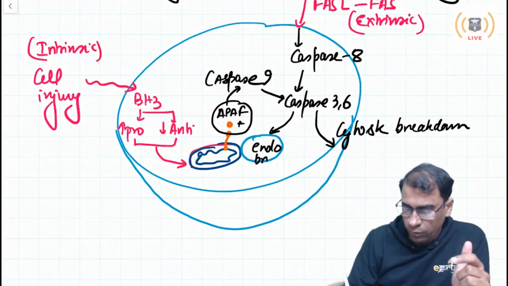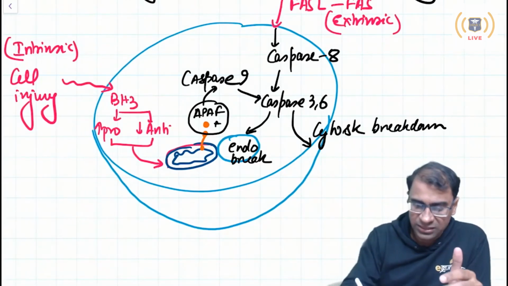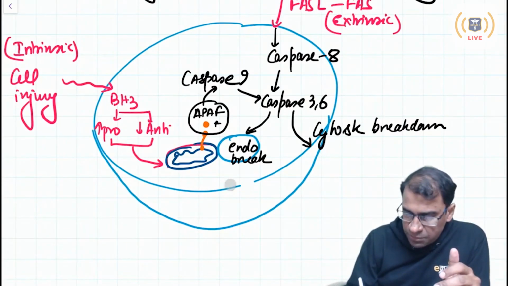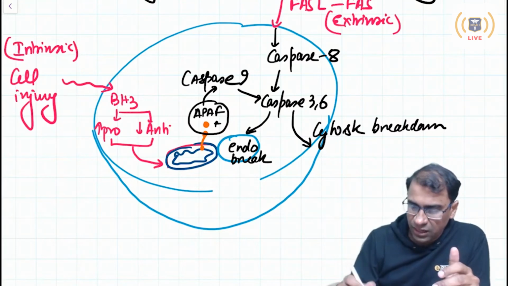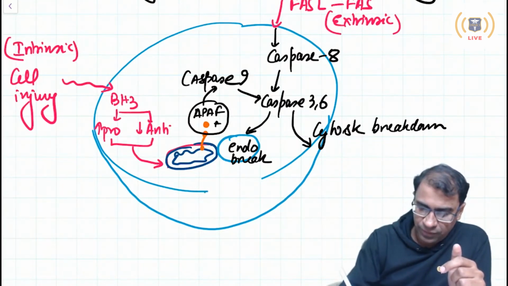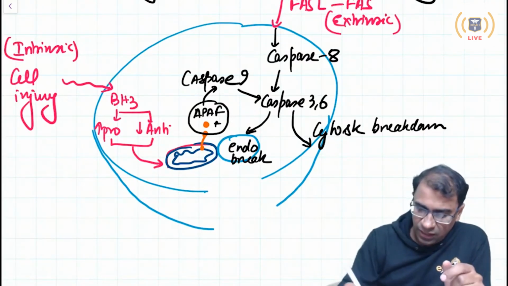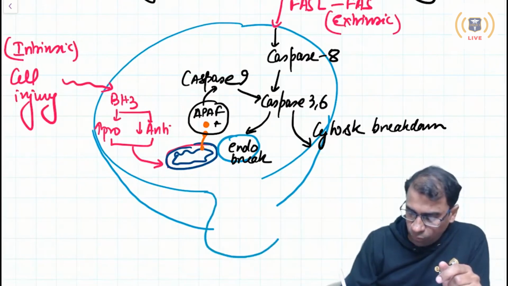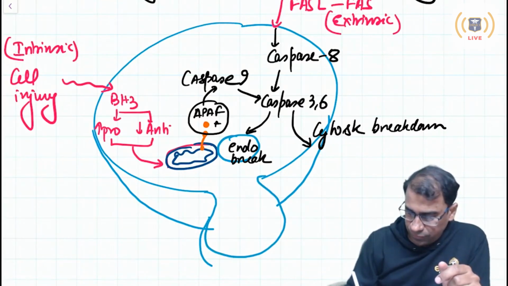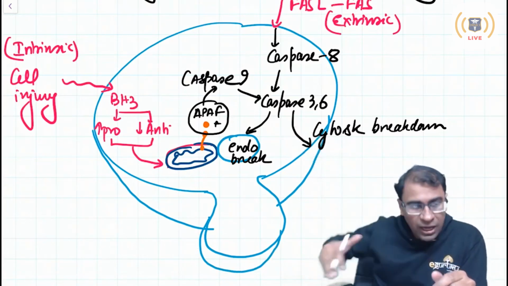Endonuclease breakdown. Because of which, what is happening is, this is very important now. From the main cell, a pinched out product will appear like this. From the main cell, a bleb will come out like this. The cell is putting out a bleb.